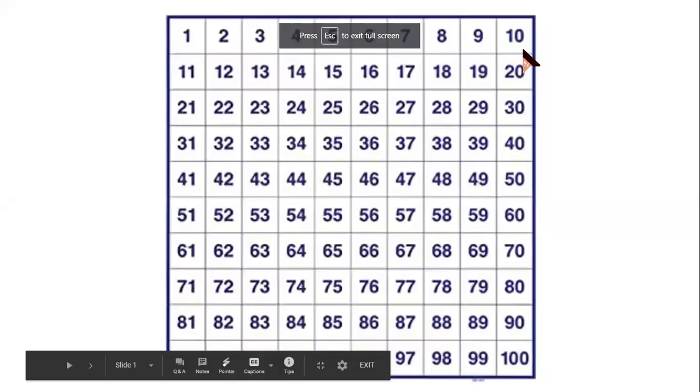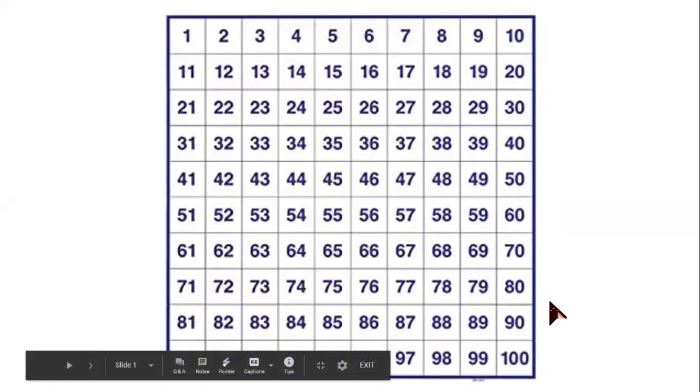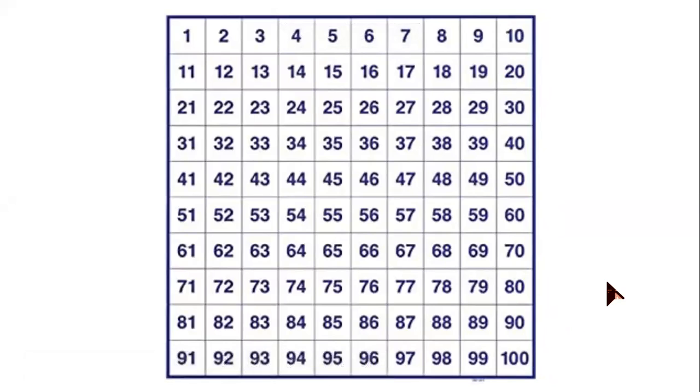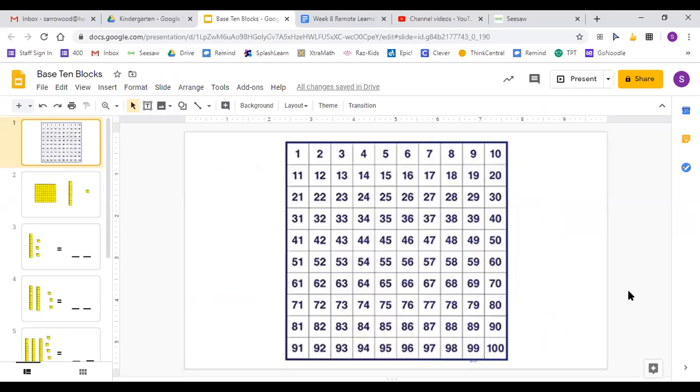Here we go. 10, 20, 30, 40, 50, 60, 70, 80, 90, 100. All right, I want to do that one more time. So let's try again. 10, 20, 30, 40, 50, 60, 70, 80, 90, 100. And that's when I count by 10.